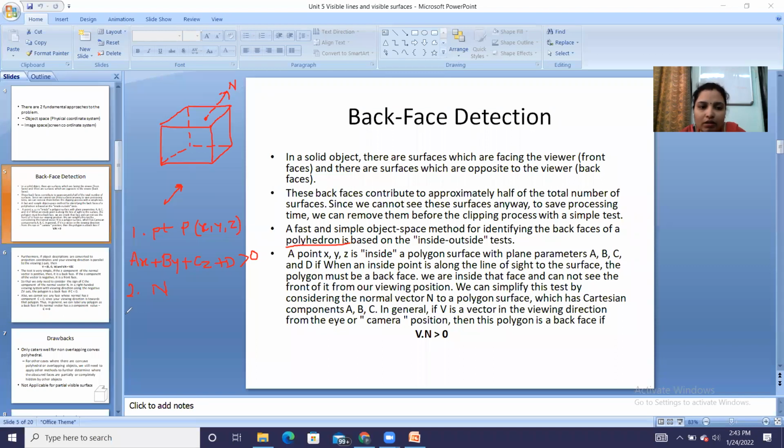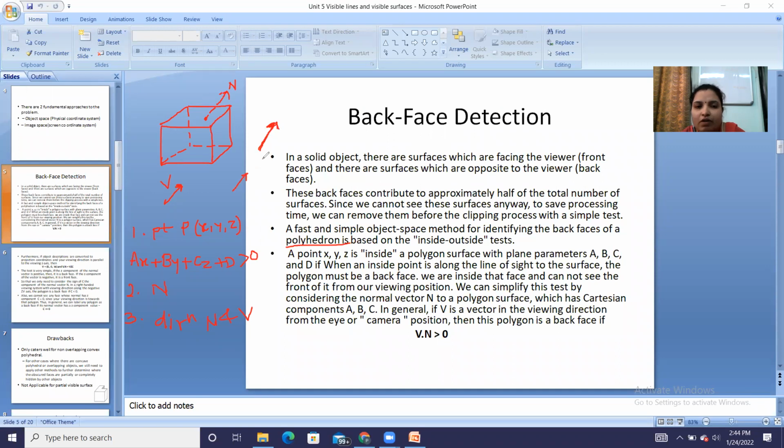Now what the third step is, you have to check the direction of N and the direction of V. What is V? V is the viewing direction. So third step is, you have to check the direction of N and V. Now what is the direction here you are observing? V is having this particular direction, and N is also having the similar direction.